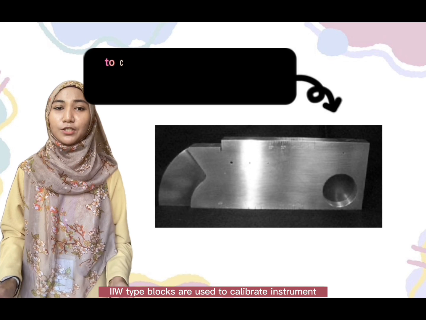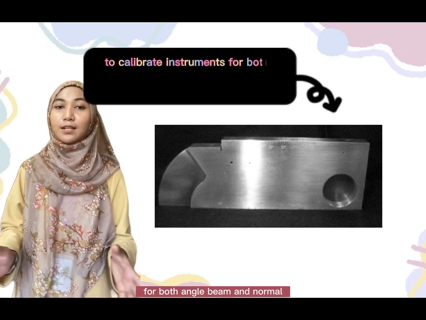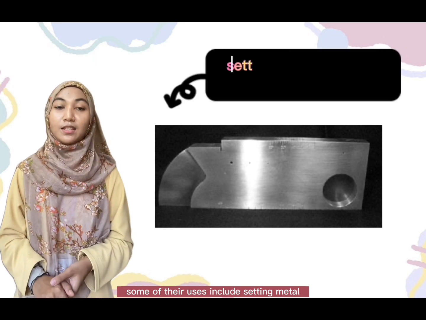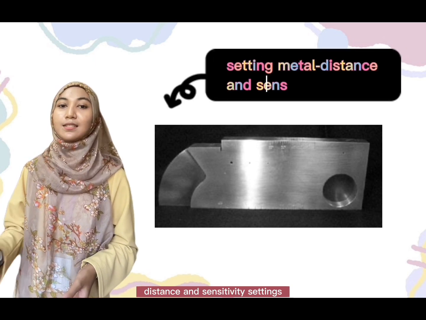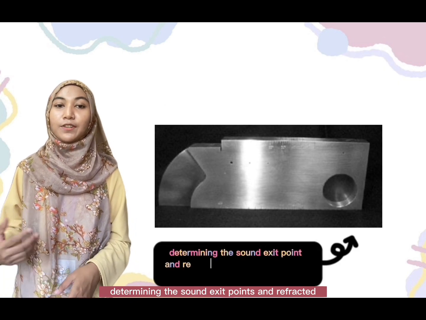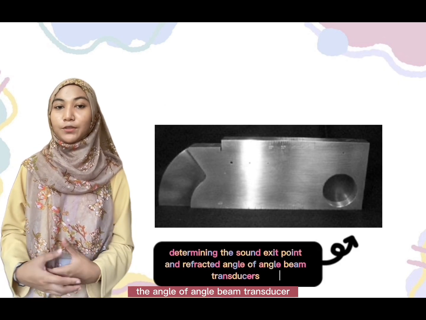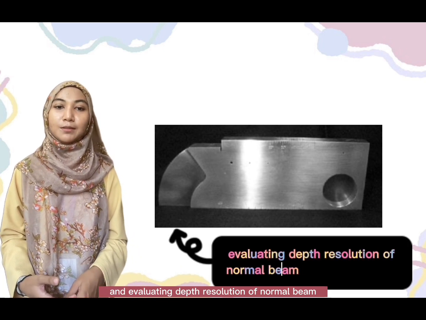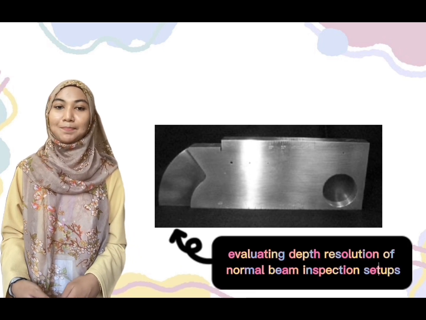IIW type blocks are used to calibrate instruments for both angle beam and normal incident inspection. Some of their uses include setting metal distance and sensitivity settings, determining the sound exit point and refracted angle of angle beam transducers, and evaluating depth resolution of normal beam inspection setups.